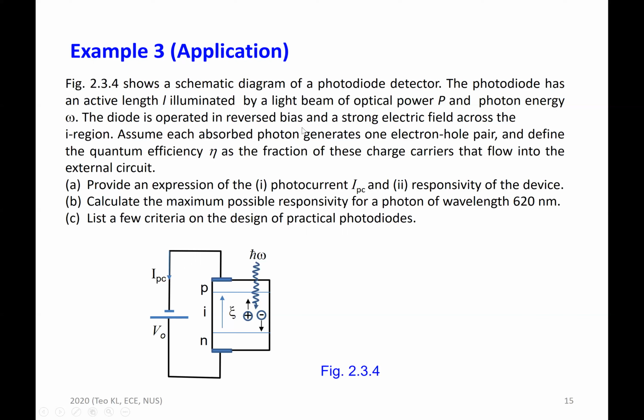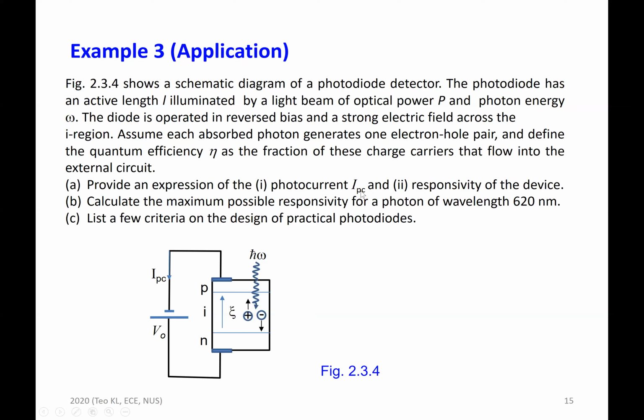So the diode is operated in reverse bias voltage, and there is a strong electric field across the I region, the intrinsic region. Now, assume each photon generates one electron-hole pair, and the quantum efficiency is the fraction of this charge carrier that flows into the external circuit. If we have 100% of the charge carrier flow into the external circuit and there's no loss, the quantum efficiency is 100%. Now, provide an expression of the photocurrent.